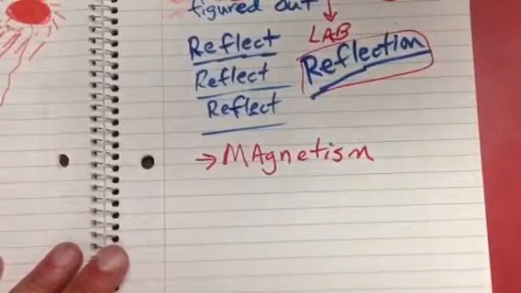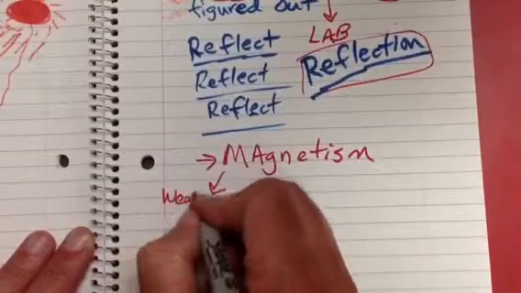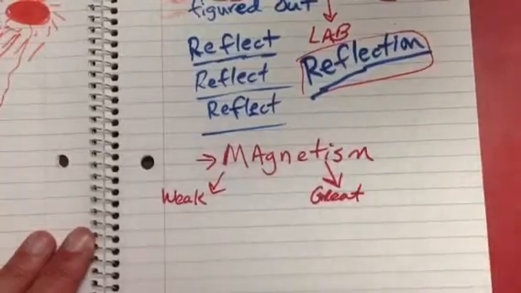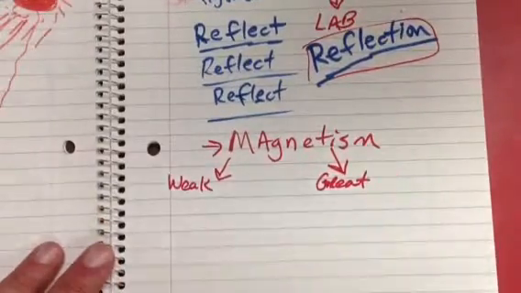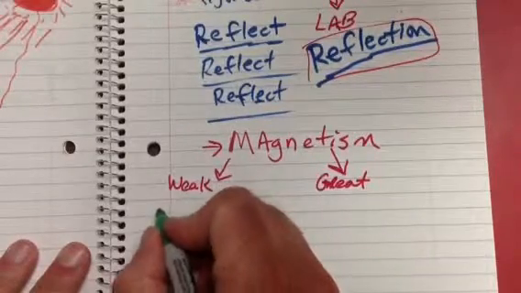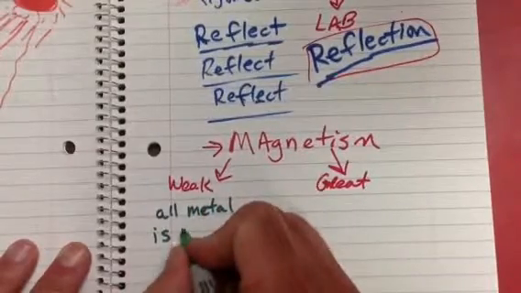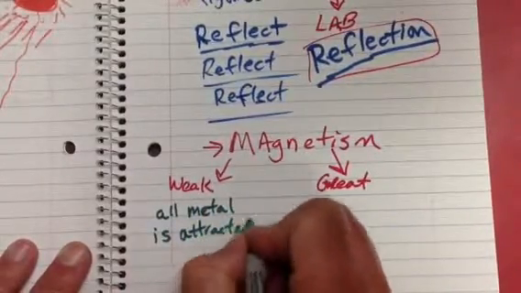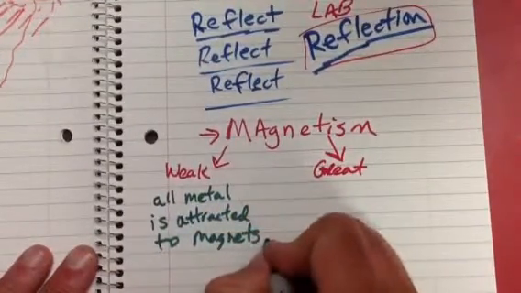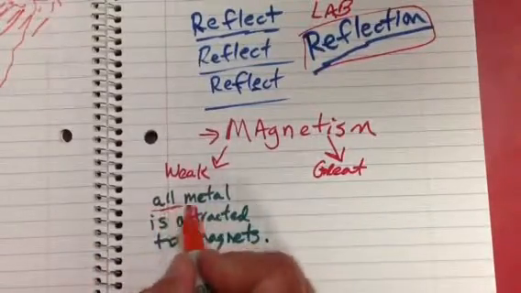We actually came up with several conclusions. We came up with some weak conclusions, and we came up with some, or at least one, great conclusion. The weak conclusion we came up with was: all metal is attracted to magnets. This is definitely a weak conclusion because it says all metals.